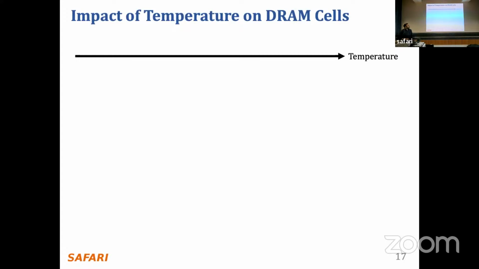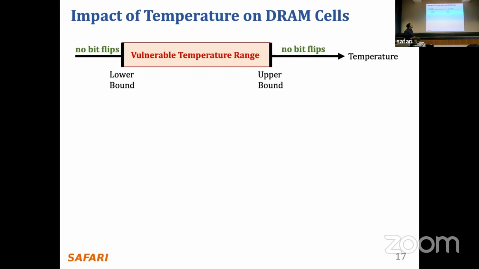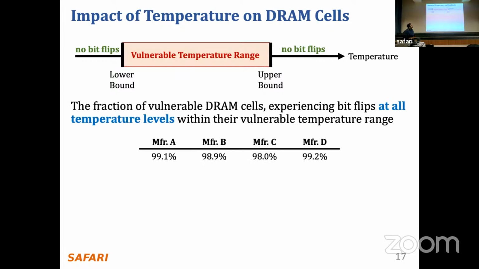So let's look at the data. Here on this line, we have temperature increasing from left to right. And we observe in our chips that there is a lower bound of temperature and an upper bound of temperature where we observe bit flips. If you go to warmer temperatures on the right or colder temperatures on the left, then you do not observe any bit flips when running the same test, while you observe bit flips only in this range. We call this range the vulnerable temperature range.